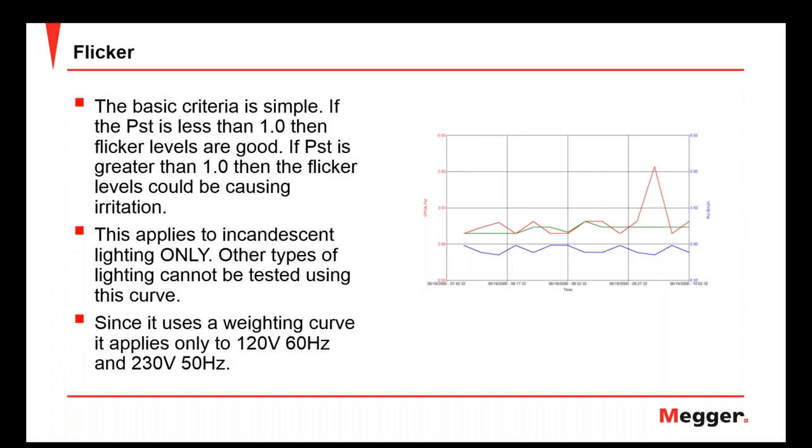What's important to understand about this is that this is calculated using the weighted curve that was based on incandescent lighting, so that 1.0 level really only applies to incandescent lighting. You can do flicker measurements on other types of lights like fluorescent and LED, but that 1.0 level doesn't mean anything with them, because typically it's going to take a lot more flicker to affect a fluorescent light and an LED light, and an incandescent light is much more susceptible to it. So although you can take the measurement, the actual value doesn't have a particular reference to it.